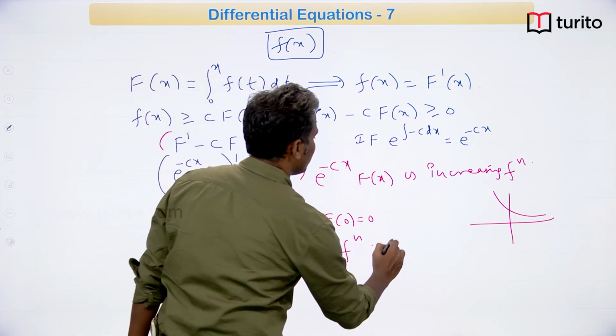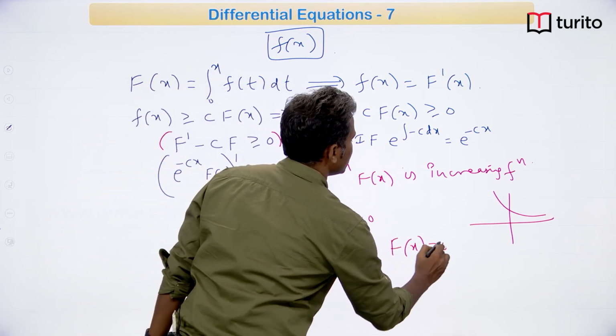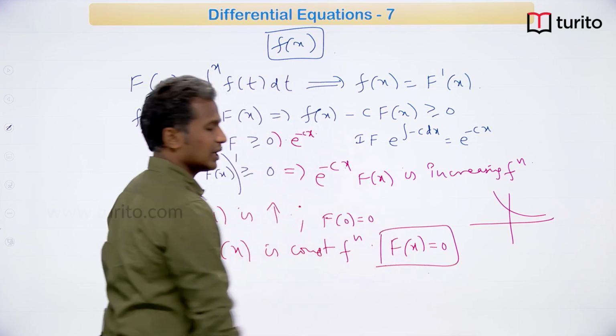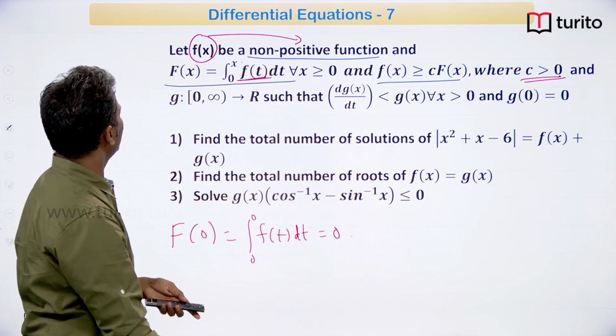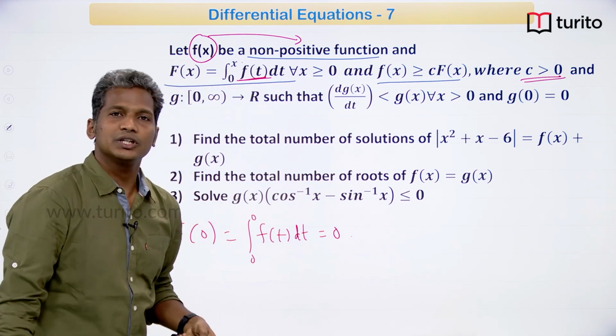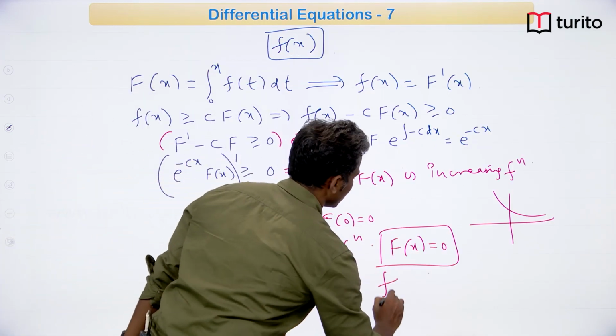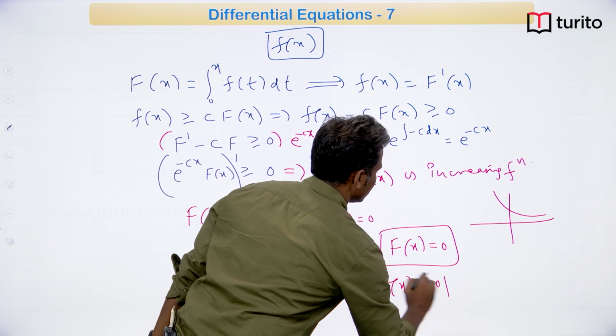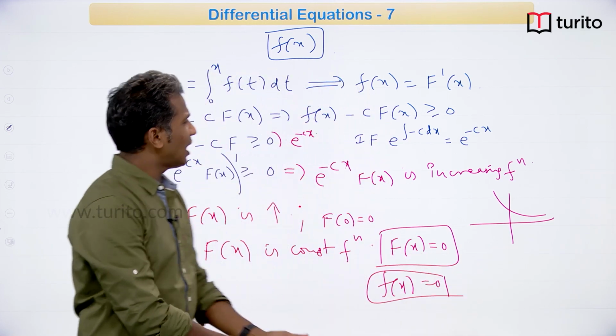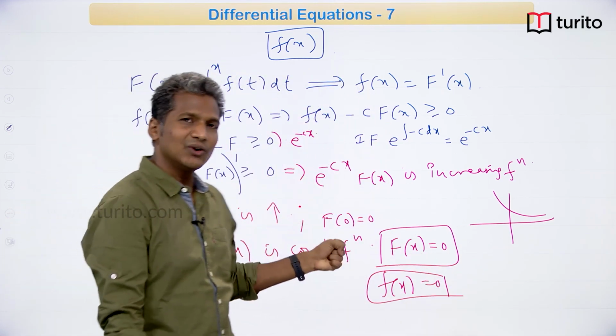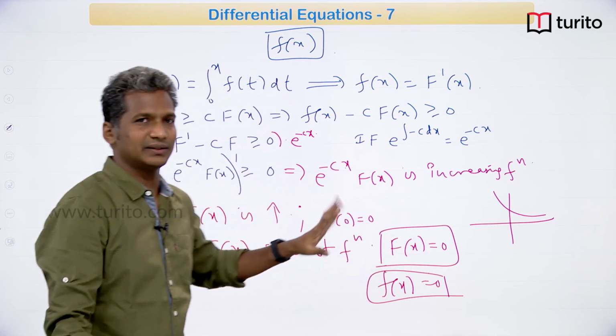So F of x must be 0, okay? It must be always 0. If this integral is always 0, small f of x also must be the 0 function, okay? See, after doing so much hard work we still got the 0 function, but that is fine, okay?